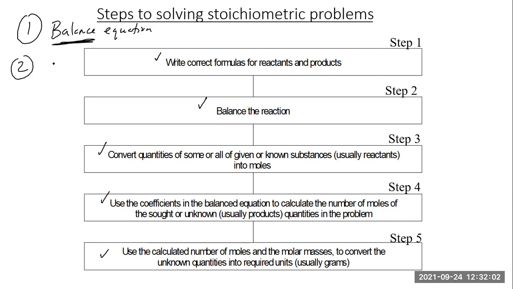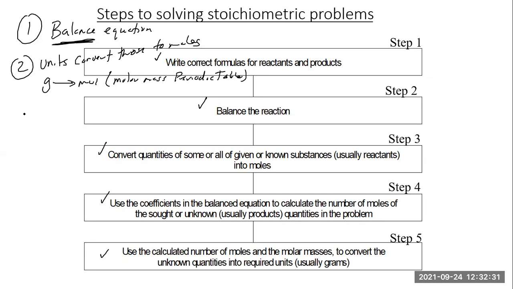Number 2 is whatever they give you in terms of units, you need to convert those to moles. Typically speaking, grams are a common unit, and going from grams to moles is a very, very common conversion, which is what we were just talking about. Again, we use the molar mass from the periodic table to do that.